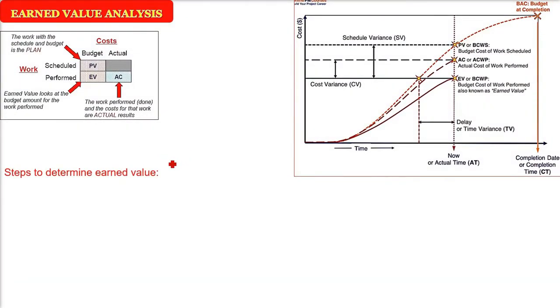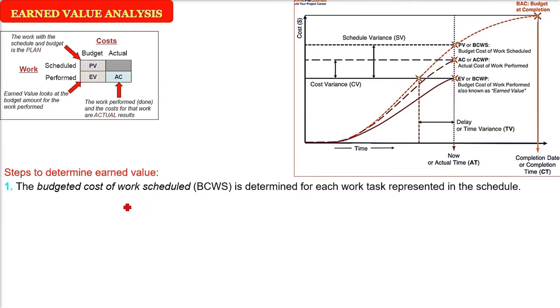There are certain steps to determine the earned value. First one, EV, we'll call it BCWP. This is the budgeted cost of work performed. AC will be ACWP, actual cost of work performed. PV will be BCWS, budgeted cost of work scheduled. So BCWS is what? Budgeted cost of work scheduled. This is determined for each work task represented in the schedule.